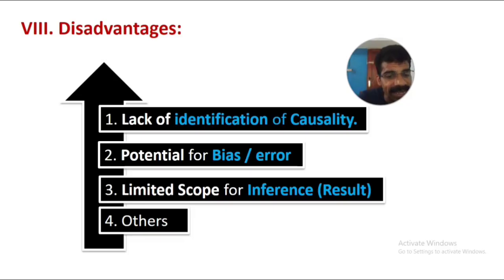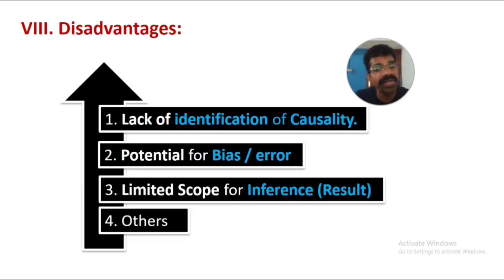And third one is this epidemiological study has limited scope for the inference or the finding or result of the study. It may not be so correct. What all the data collected from the population, we just find out the inference or result. That may give a limitation to understand better about the particular problem. So it has a limited scope for inference or result of the research.